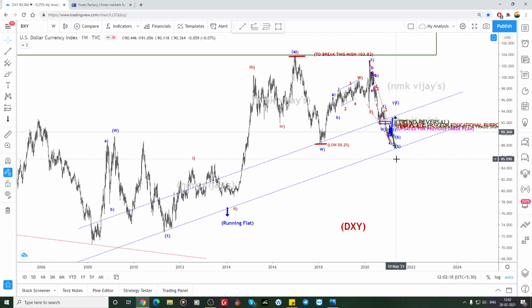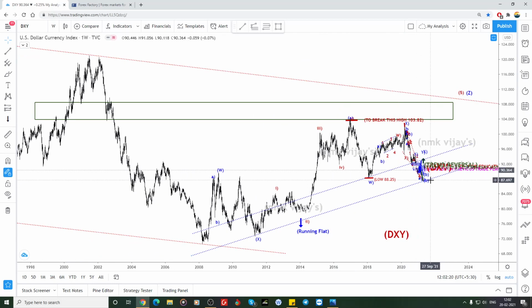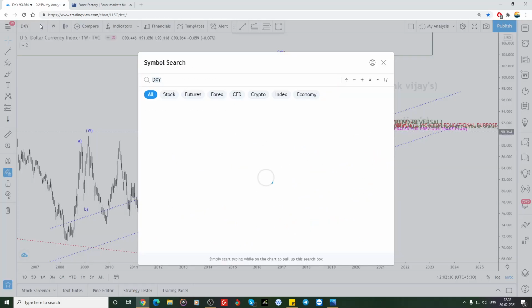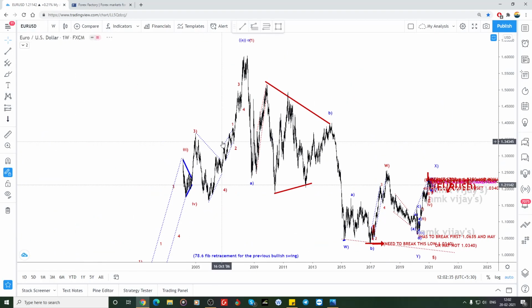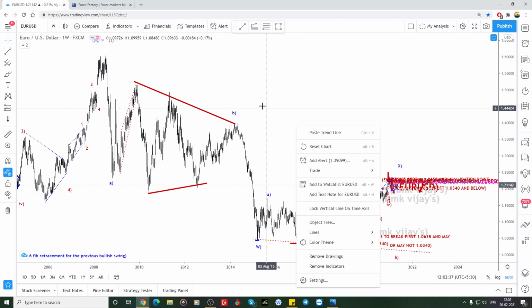So once the B wave is ended, we need to see the C wave, like this kind of 5-wave structure to the upper side. So that is my bias as of now. And same thing, we need to change the Euro USD here also.